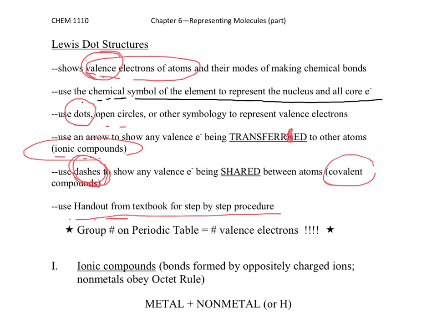Now what we want to do first though is just look at ionic compounds. How do you draw a picture of how the ions are actually formed in the making of an ionic compound? And for that, you don't really need that step-by-step set of instructions. It's only going to be for the covalent ones that we're going to be using those.